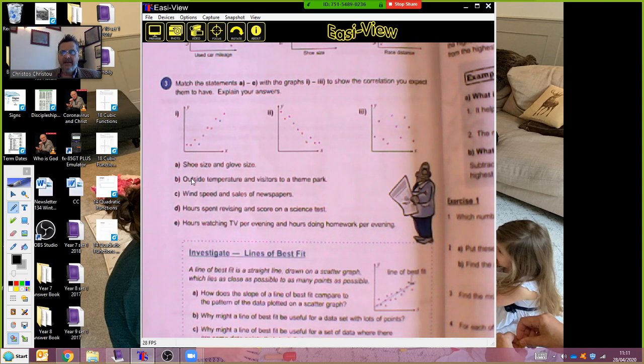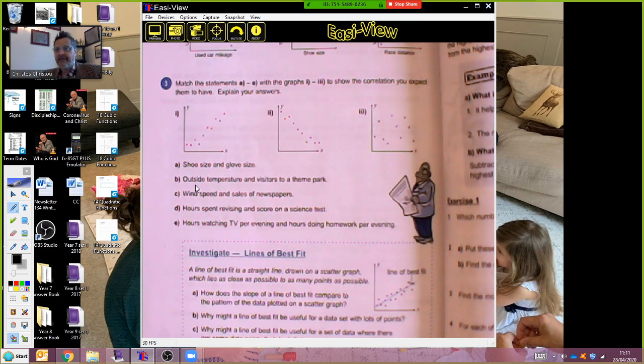Next one, outside temperature and visitors. I think that the warmer it is outside, the more likely that there'll be more visitors at the theme park. That's a positive correlation. Anyone agree with me, or is it just me? Okay, so I've got one or two yes. That's good. But you're going to write this. As the temperature increases, it's more likely that more visitors will go to the theme park, and so it would be a positive correlation. Cool?